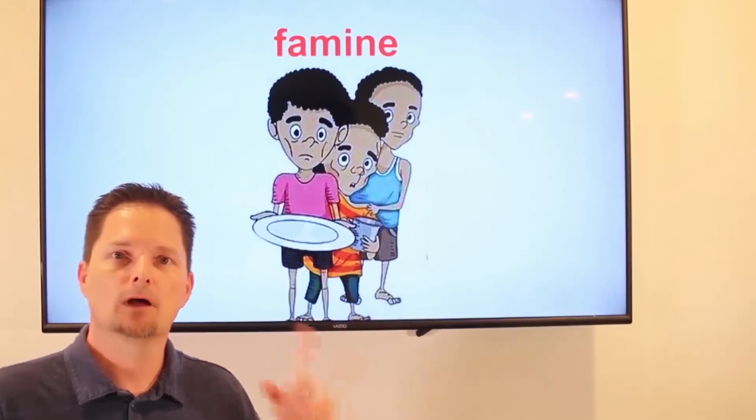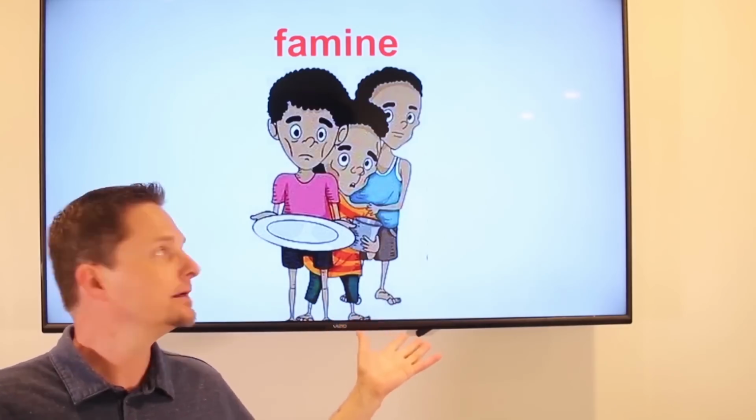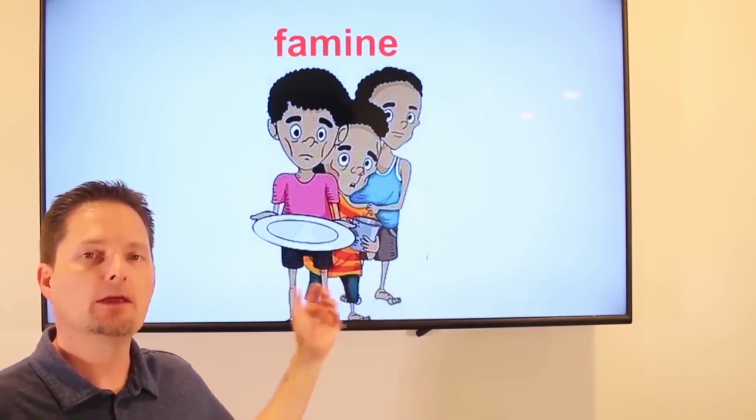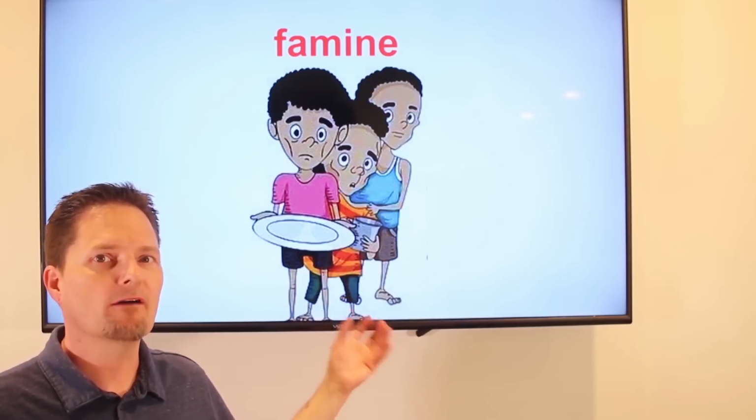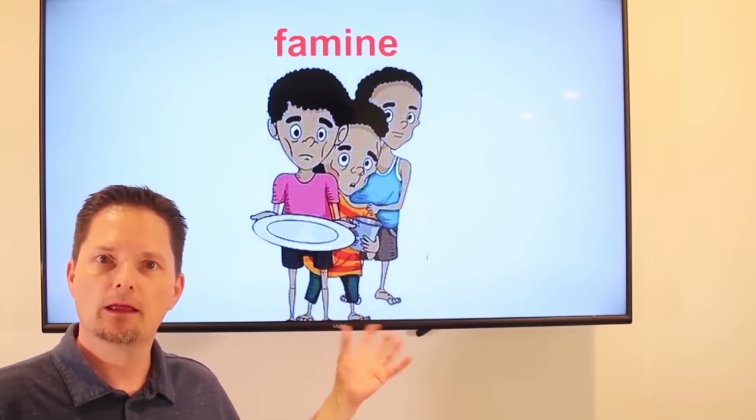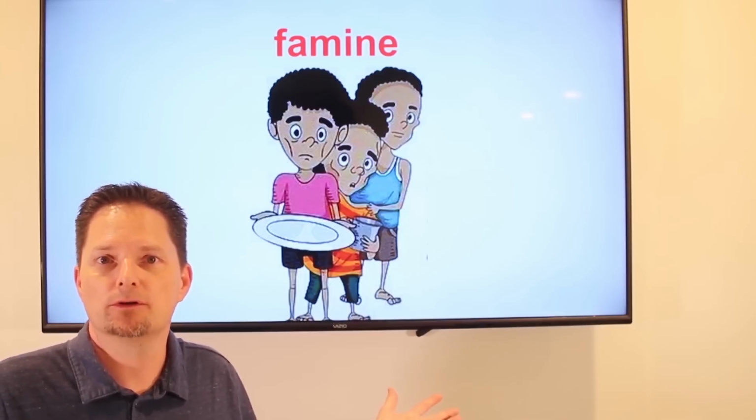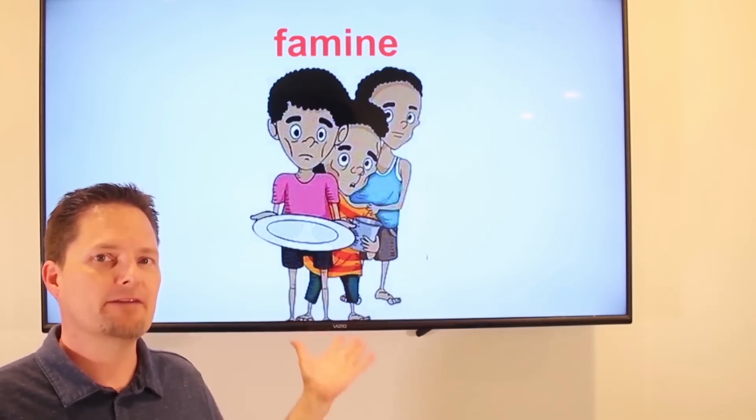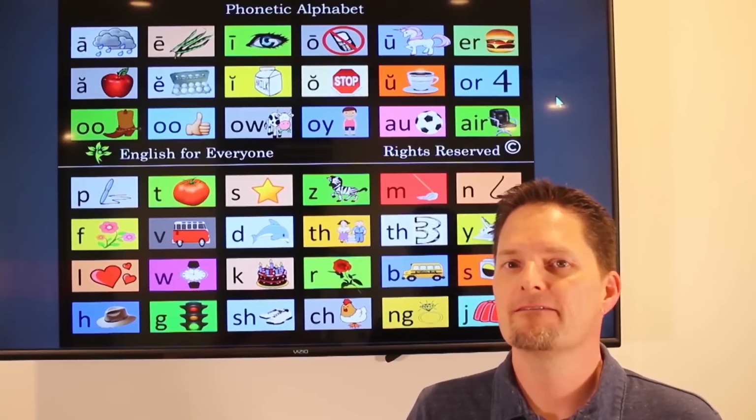Famine is countable. For one, a famine. There is a famine in their country. They don't have enough food for the people. All the people are very, very hungry, and they are dying and getting sick because they have no food. There is a famine in their country. Pronunciation, famine.